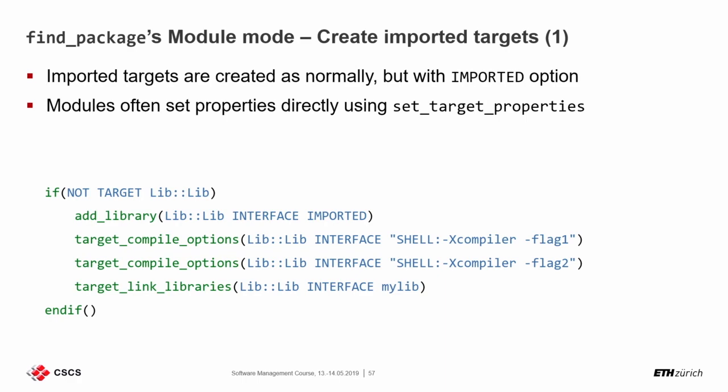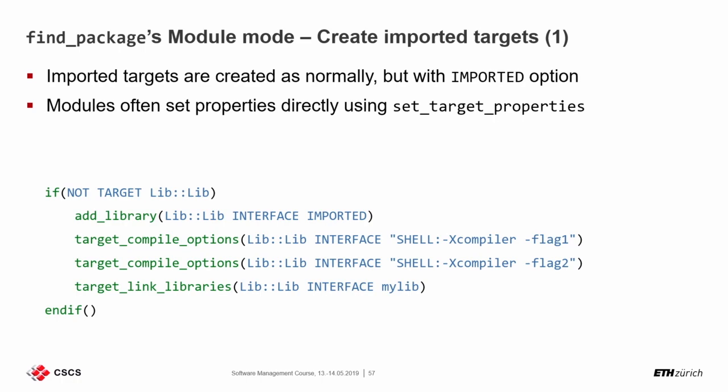And in the end, we know where the libraries are, we know what the include directories are, so we need to create the library itself. What we can do is create the library as normal, with the only difference that we write INTERFACE IMPORTED, so it's an imported target. We can set some compile options, like here, again with the shell x compiler flag 1. And we can link it, and in the end, we can use this lib, colon colon lib, as a normal library.